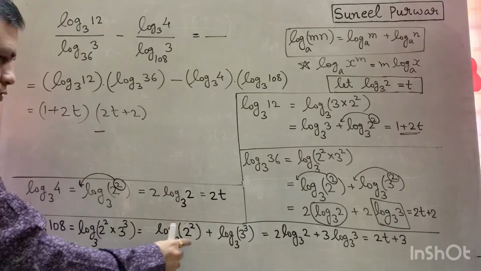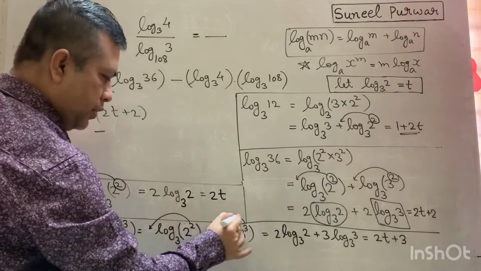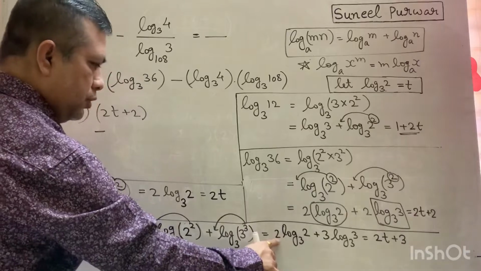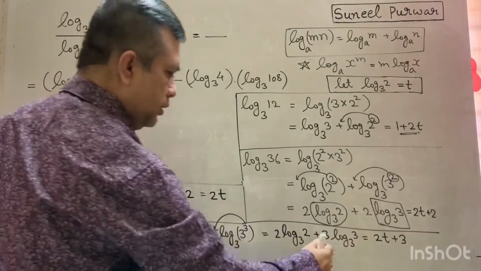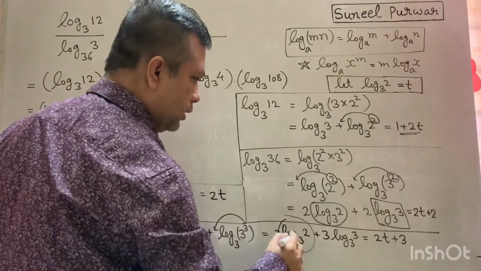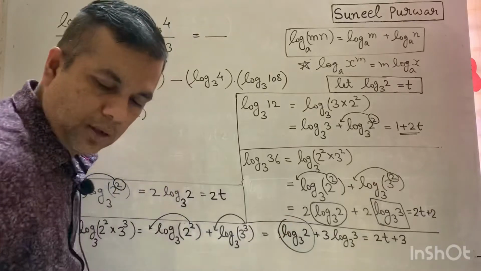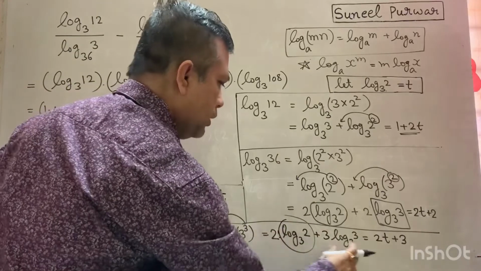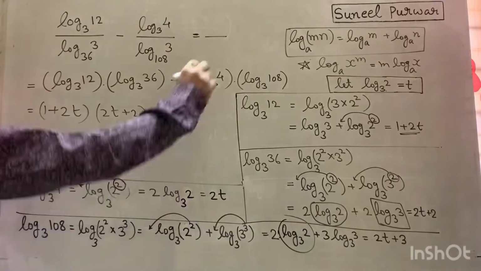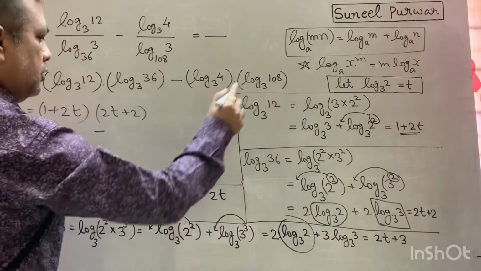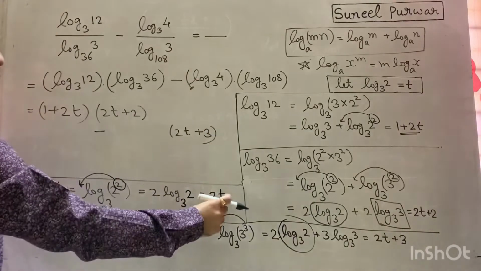So this will become log of 2 square plus log of 3 cube, and once again these exponents will fly out, and you will get 2 times log 2 base 3 and 3 times log 3 base 3. You know this is t, so this became 2t, and log of 3 base 3 is 1, so plus 3, so 2t plus 3. So this last value is 2t plus 3, and this log value has come out to be 2t.